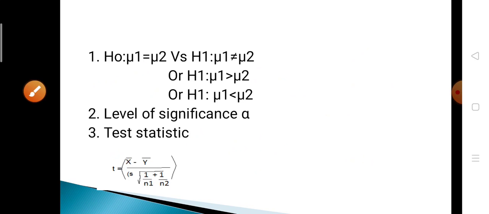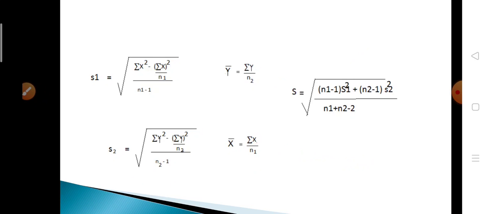So the test statistic formula is x bar minus y bar divided by s into square root of 1 upon n1 plus 1 upon n2.